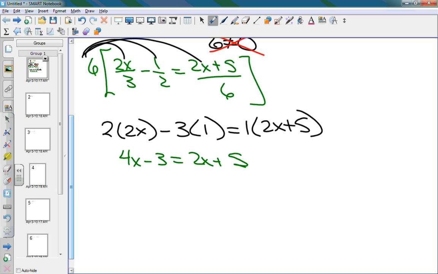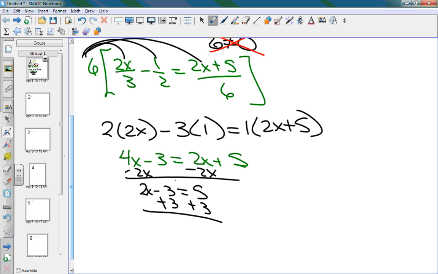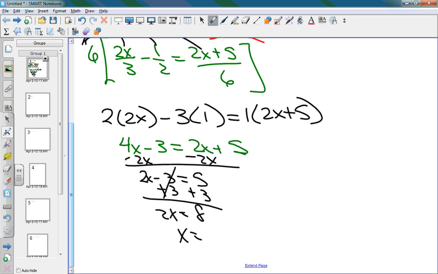Okay, now what do we do? Subtract 2x. That's going to give me 2x minus 3 is equal to 5. Add the 3. Yes, I'm going to go fast because this is not something that I need to reteach. X is equal to 4.